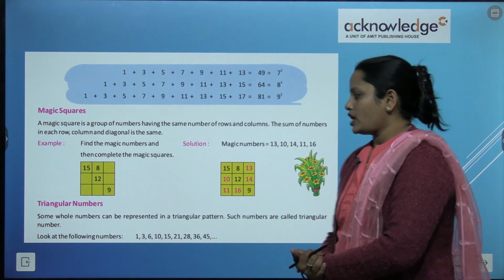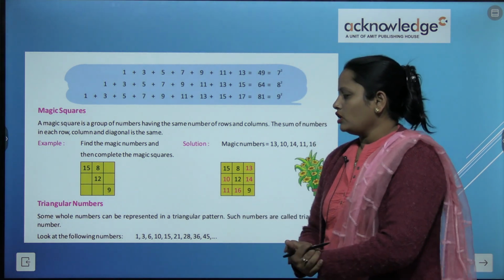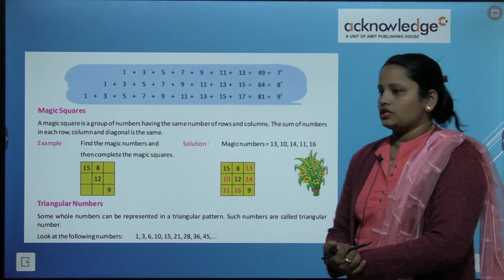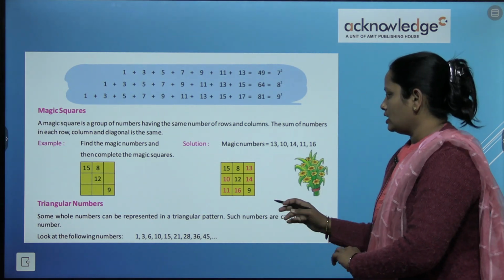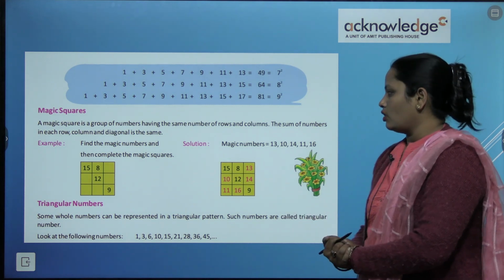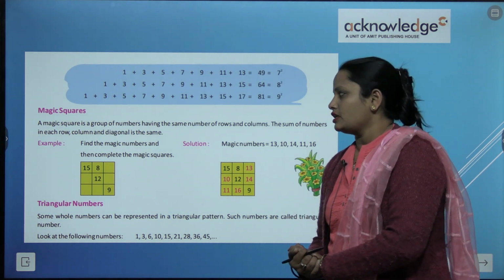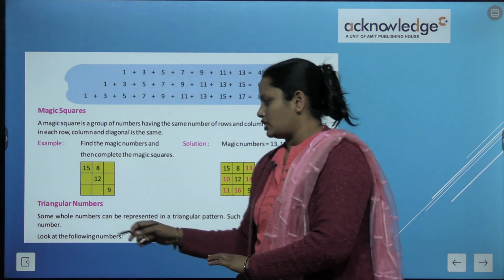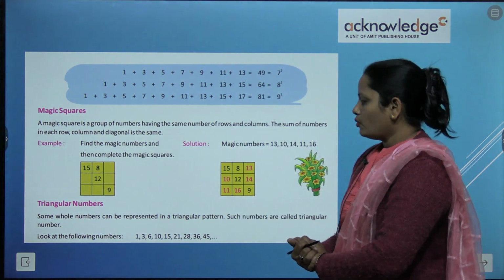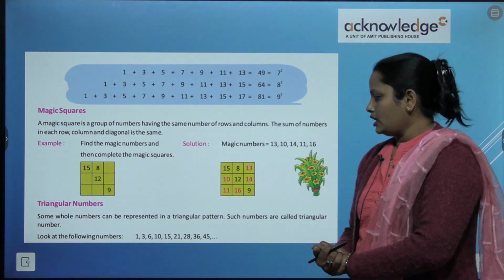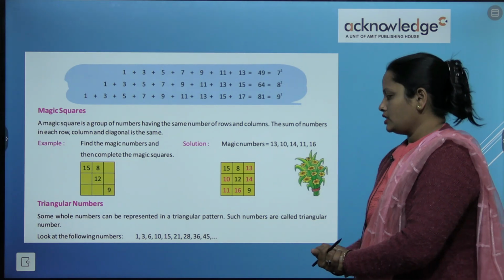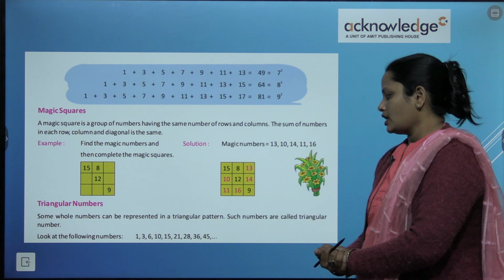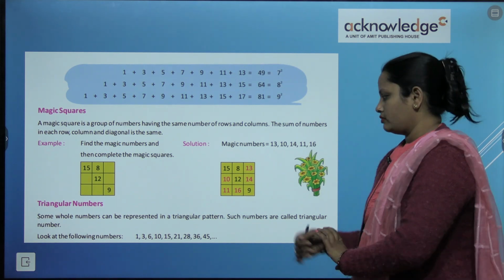Next is triangular numbers. Some whole numbers can be represented in a triangular pattern. Which whole numbers triangular pattern mein likh sakte hain? Such numbers are called triangular numbers. Or aise numbers ko hum triangular numbers kehte hain. Now look at the following numbers. 1, 3, 6. Then 10, 15, 21. Then 28, 36 and 45.